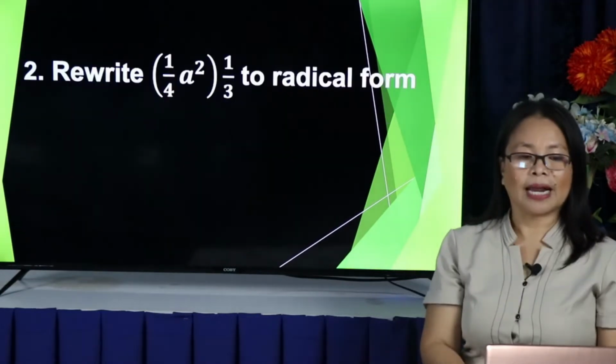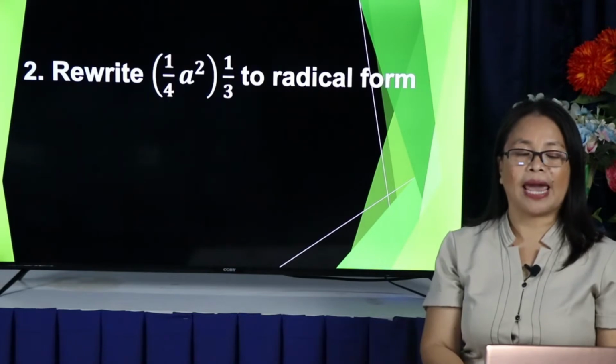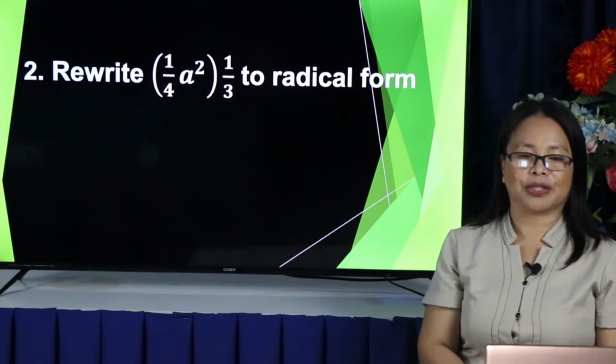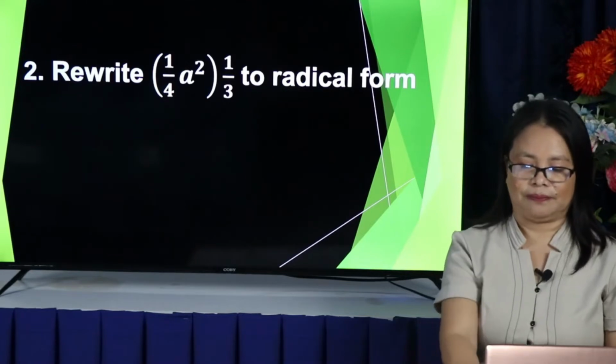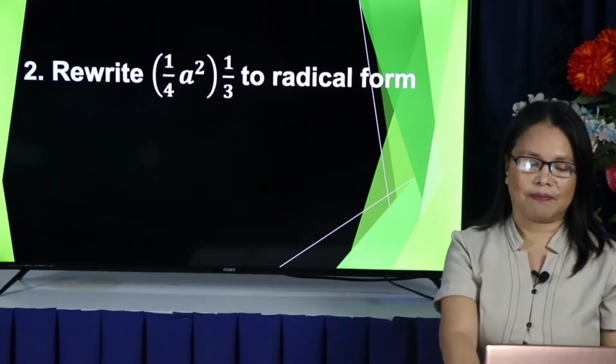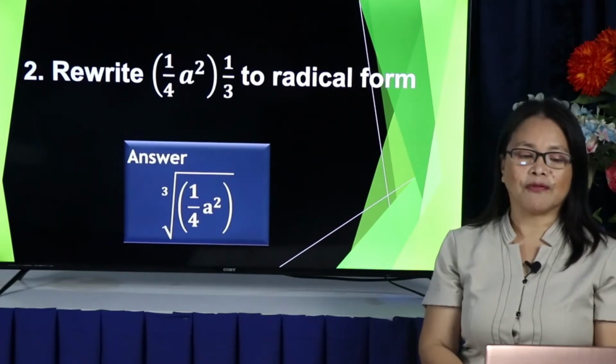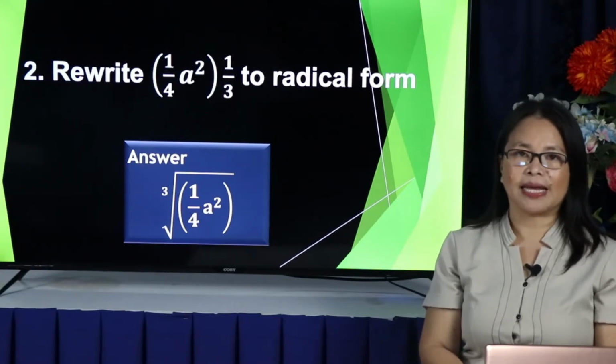Number 2. Rewrite quantity 1/4 a squared raised to the power of 1/3 to radical form. You have 5 seconds to answer. The correct answer is cube root of quantity 1/4 a squared.